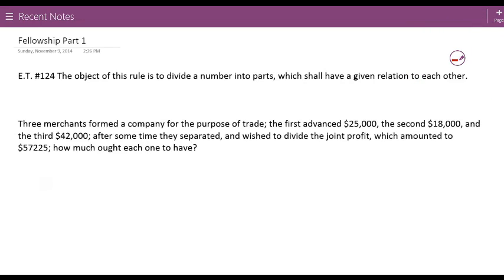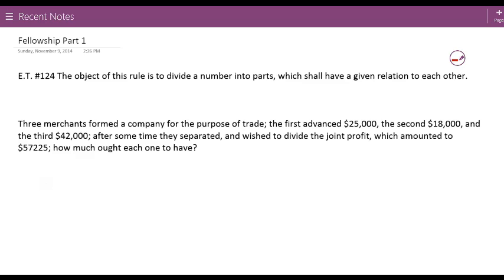Everyone, this is Mrs. McCreary, and today we're going to be talking about fellowship, which is an elementary treatise. We're going to be talking about sections 124 to 126. So in section 124, it starts by saying the object of this rule is to divide a number into parts, which shall have a given relation to each other.